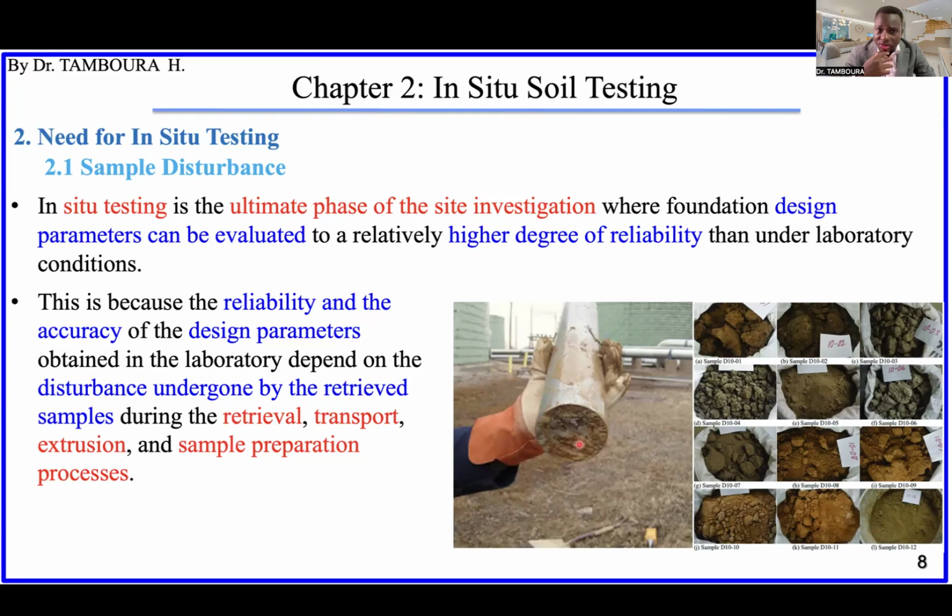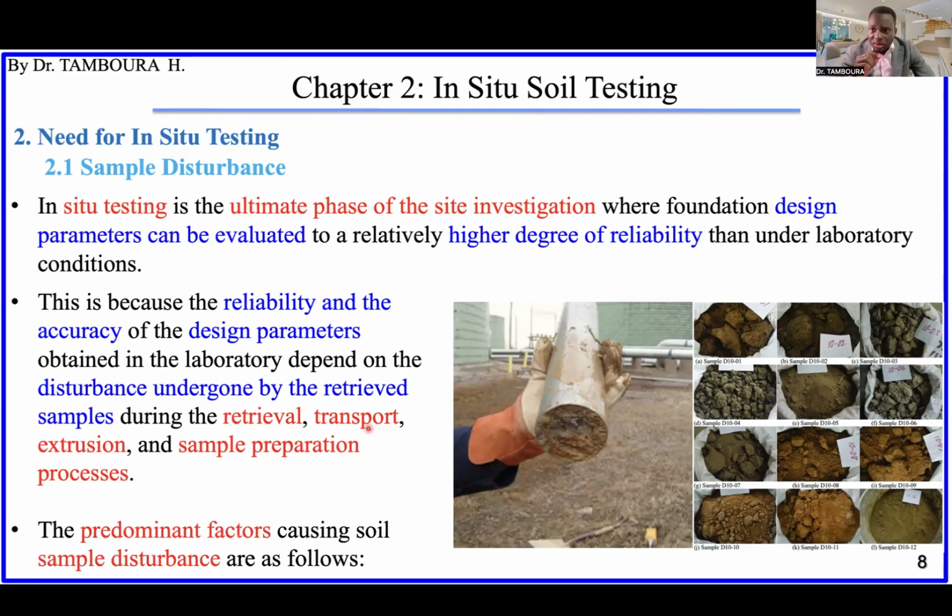That's why in situ testing, when I say in situ testing, I'm talking about CPT or SPT, this kind of in situ testing gives more reliable soil parameters than lab testing, because lab testing reliability depends on the soil sample itself, whether the soil sample is disturbed or not. The degree of disturbance of this soil sample will determine the reliability and accuracy of the design parameters obtained from the lab.